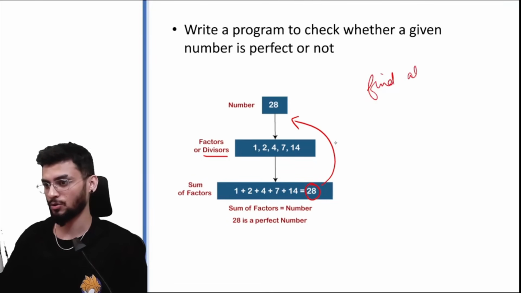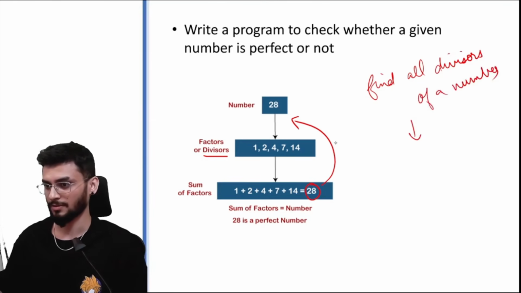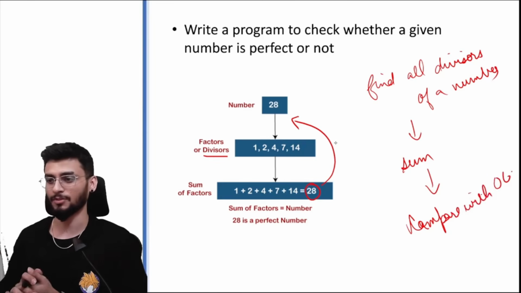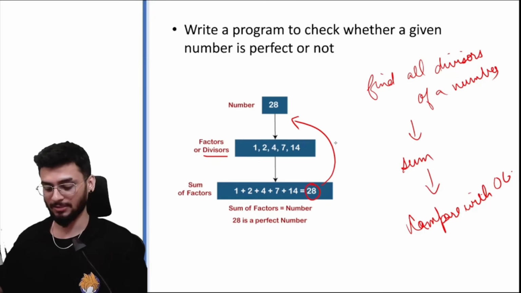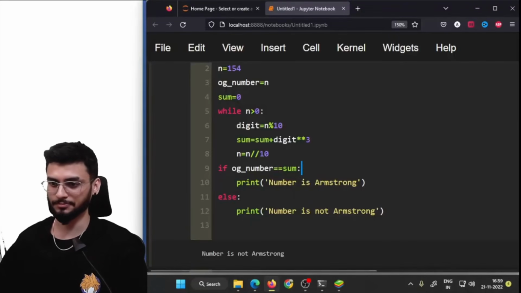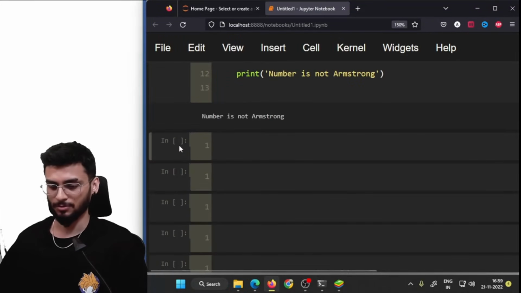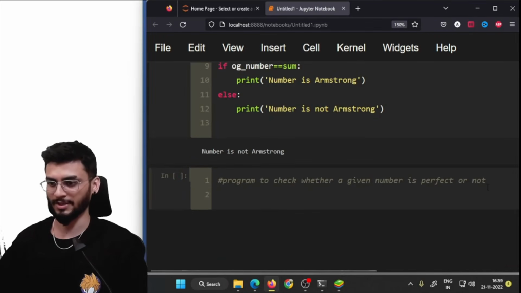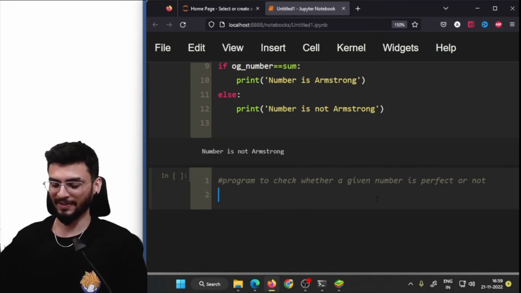So what do we need for this program? We need to find all divisors of a number. We need to sum them and then we need to compare with the original number. So this is the process which we are going to take. Okay, so first of all, finding the divisors. Do you remember how do we find the divisors?